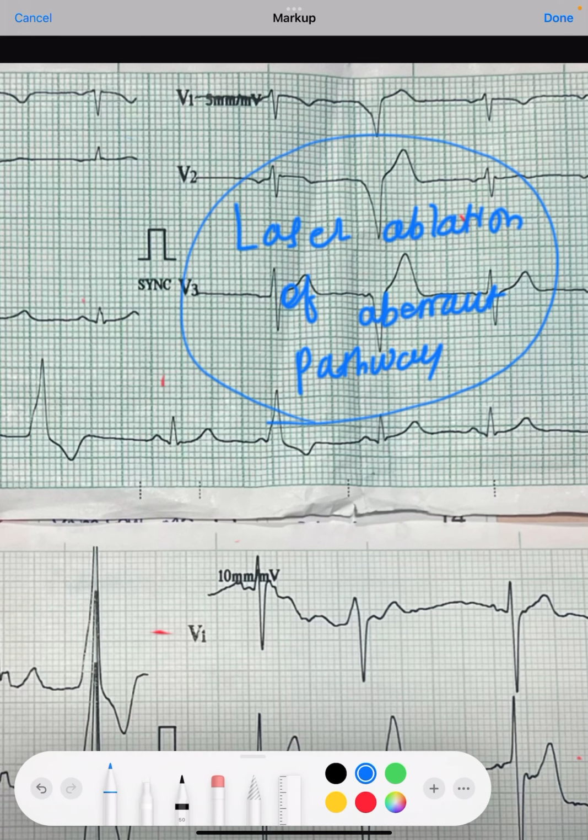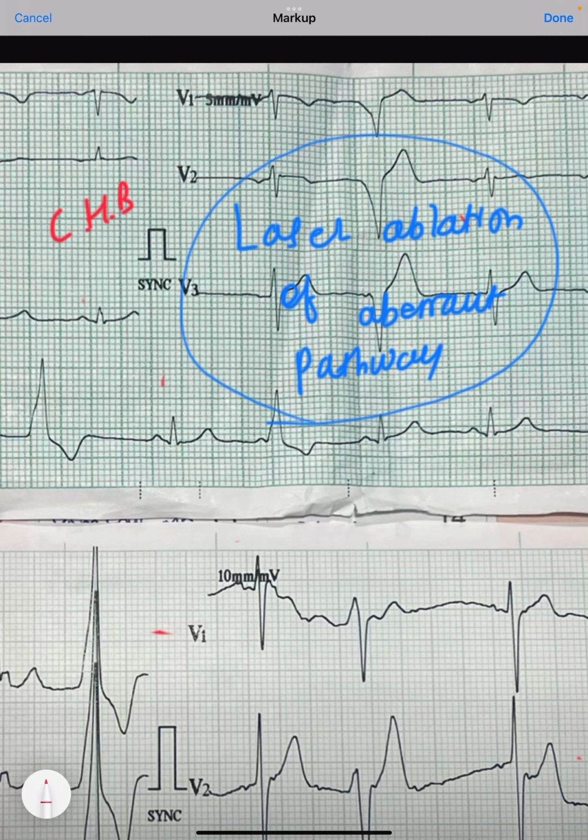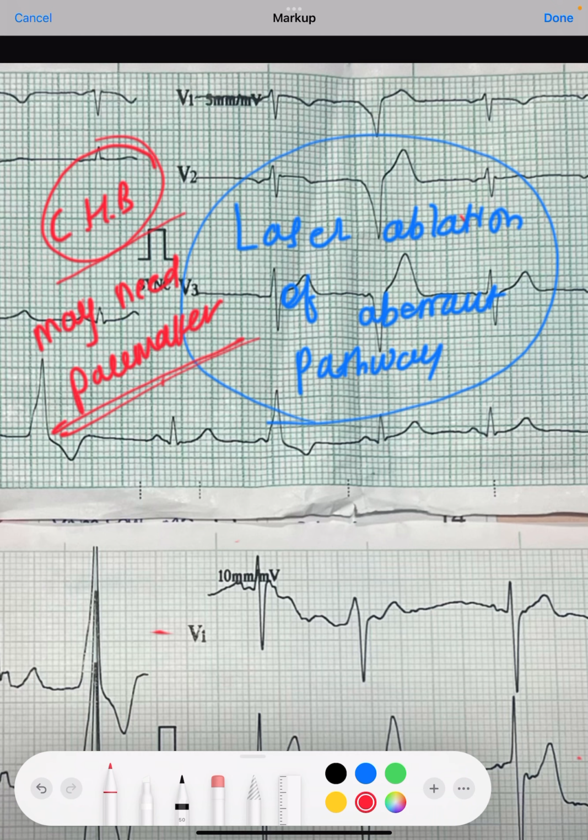Many of the times what can happen is, during ablation, if apart from this aberrant pathway, the bundle of His or the Purkinje fiber gets damaged, the patient can land up in complete heart block. And at that time the patient may need a permanent pacemaker. So this is a very interesting and important thing that we need to remember, that the patient may land up having a permanent pacemaker in life.